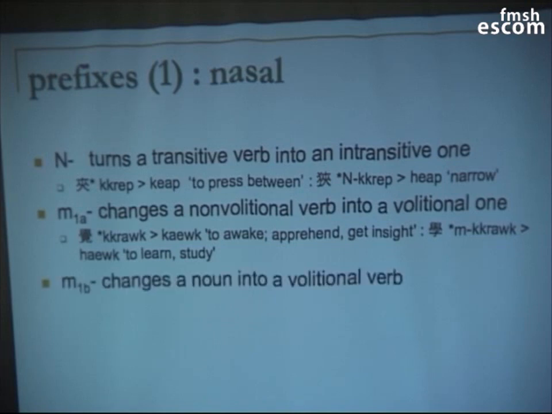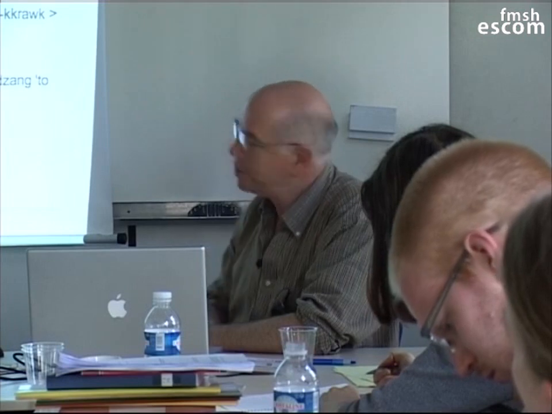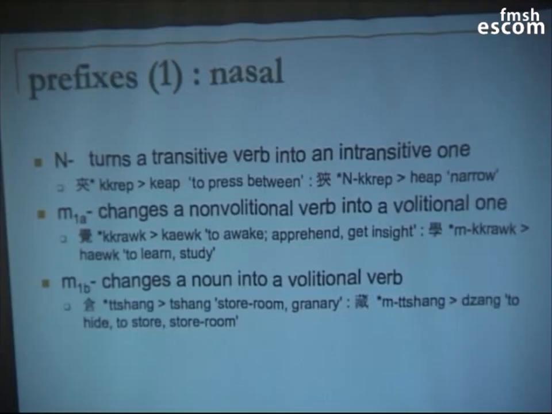Now this prefix came to be viewed as deriving volitional verbs, not necessarily from non-volitional ones, but also from nouns. If you take a noun, add prefix m, then you get a volitional verb, which means to do the action that has to do with the noun. For instance, cang, a storeroom, a granary, versus mcang, which gives you zang, to hide, to store, and a storeroom, so I don't know why it still has that meaning.